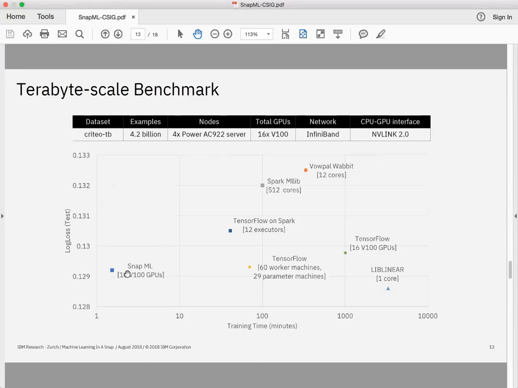When we compare snap-ml with this, we can train this huge data set using 16 V100s. That's our 4 Power 9 servers. We can train it in around 1.5 minutes, and that time includes loading the data from SSDs and all of the iterations of the training itself. So we get slightly better accuracy in more than an order of magnitude faster training time.